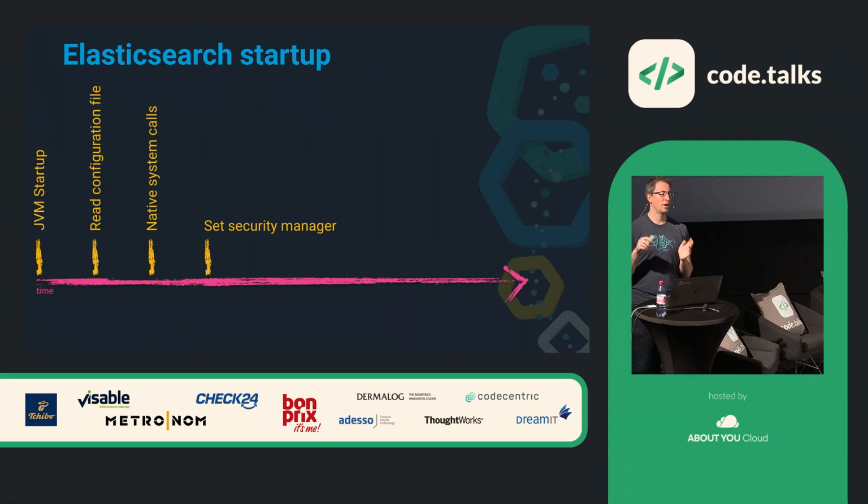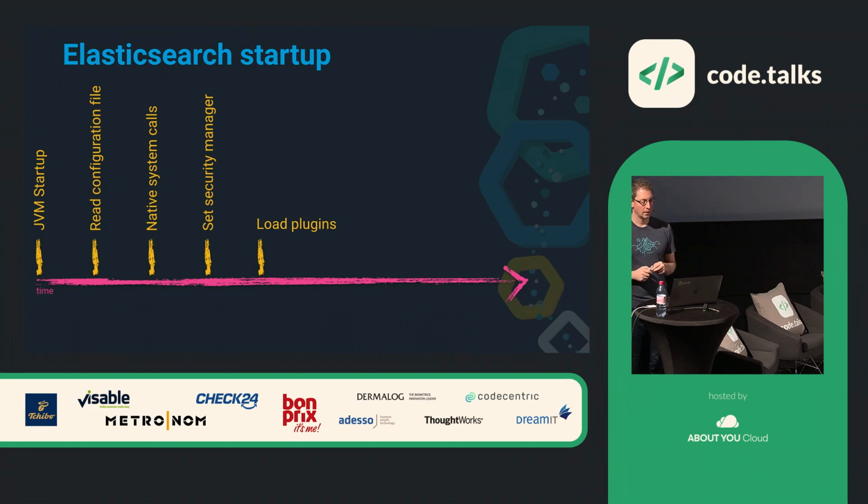So we don't start the JVM with the security manager enabled. We have a phase where it's not enabled, and then we basically start everything that's needed and enable the security manager. You can also only set it once, so once you set it, you can't disable it, which makes sense in order to not be able to override it.